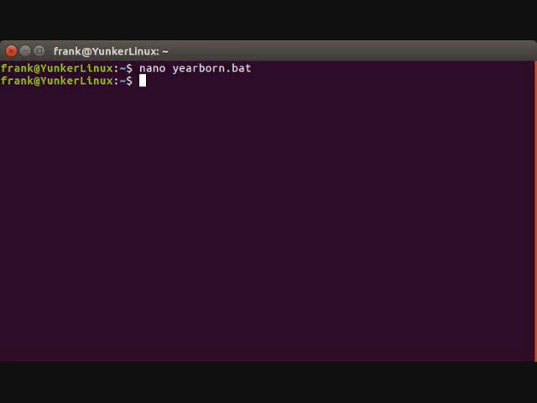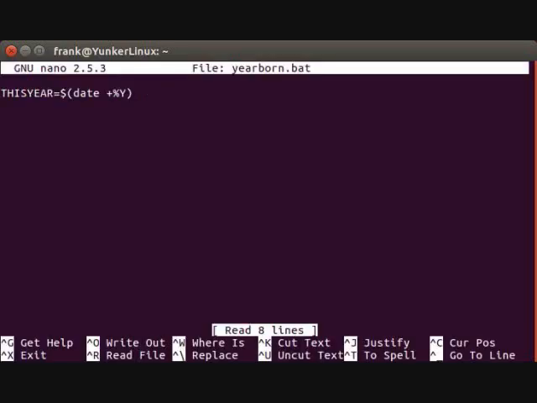So we begin with a variable called this year. It's case sensitive, so THISYEAR all capital letters equals $ parentheses date, which is lowercase, plus percent capital Y, which is the 4-digit year, close parentheses. So that in effect is whatever today's year is.